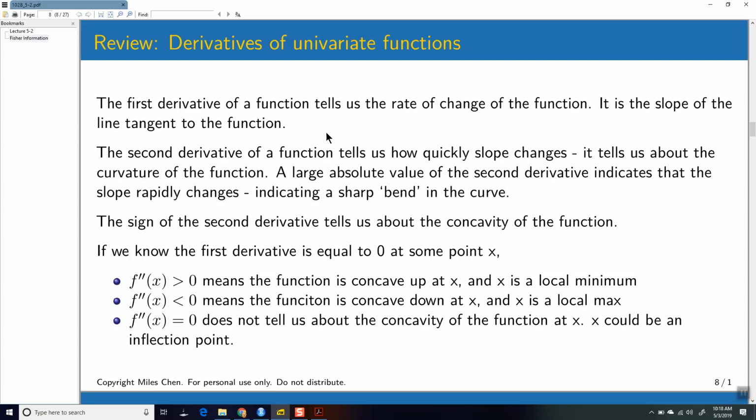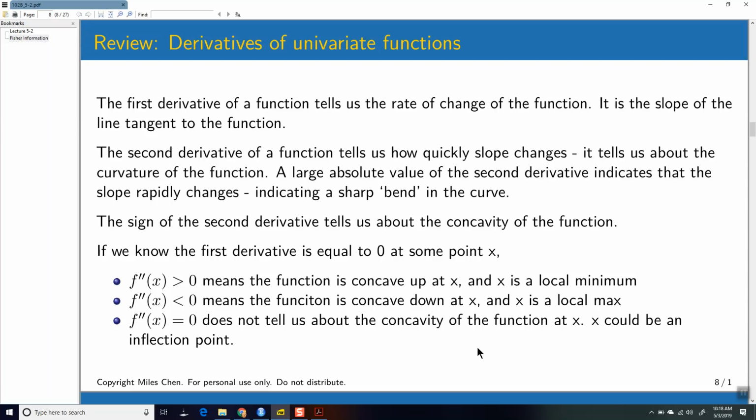And if the slope changes slowly, then it's smoother. Large absolute values of the second derivative indicate sharp bends or very curvy functions. And then you also learned about concavity: if the second derivative is positive, the function is concave up, and if it's negative, it's concave down. If it's zero, it's something like saddle points or inflection points, right?